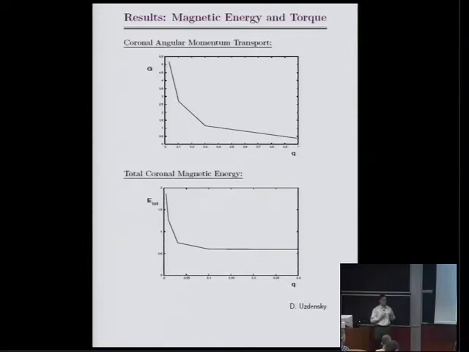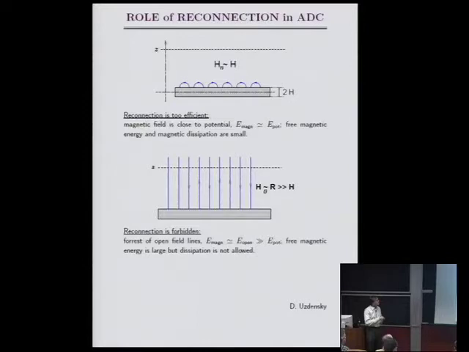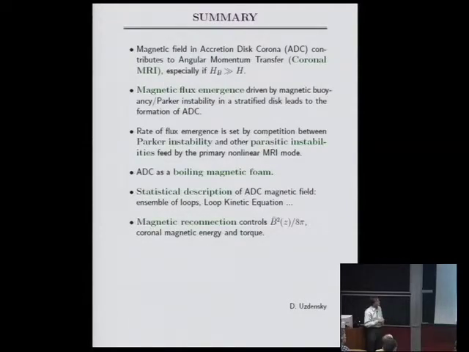The overall amount of magnetic energy in the corona also goes up. And so as Q is reduced, it becomes larger and larger. And similarly, the magnetic torque is also increased rapidly. Let's see. OK, I'll just skip this and finish with a summary.